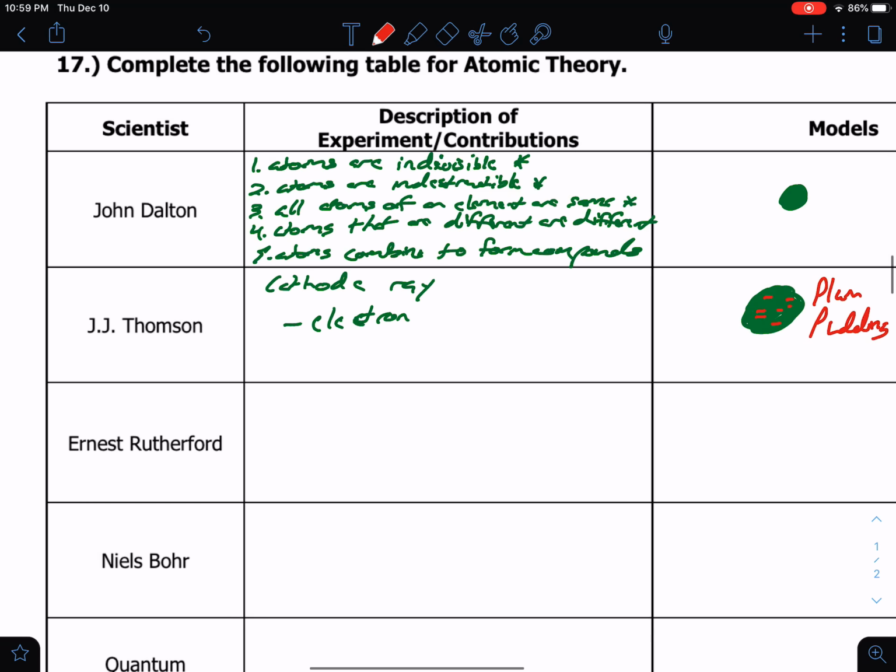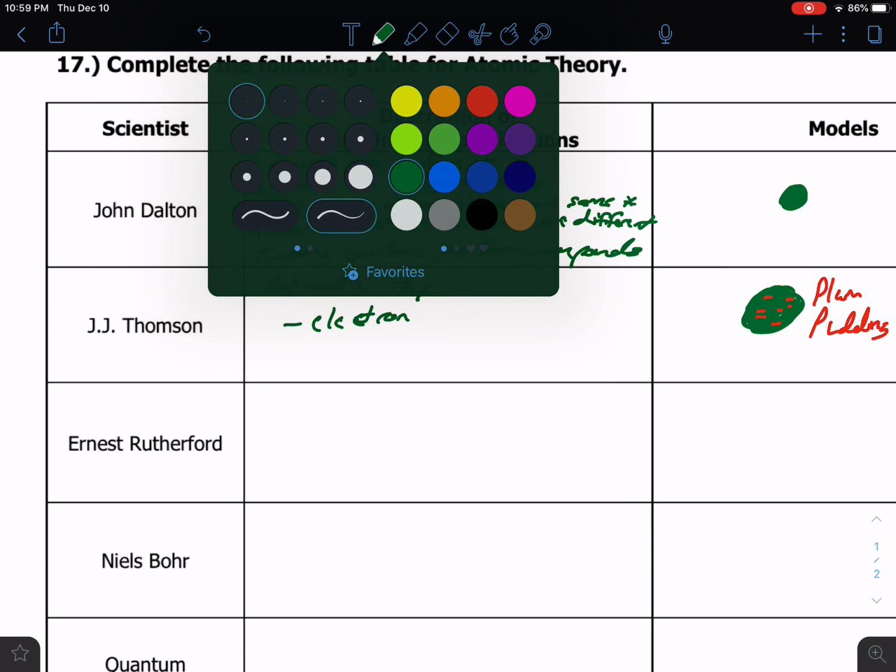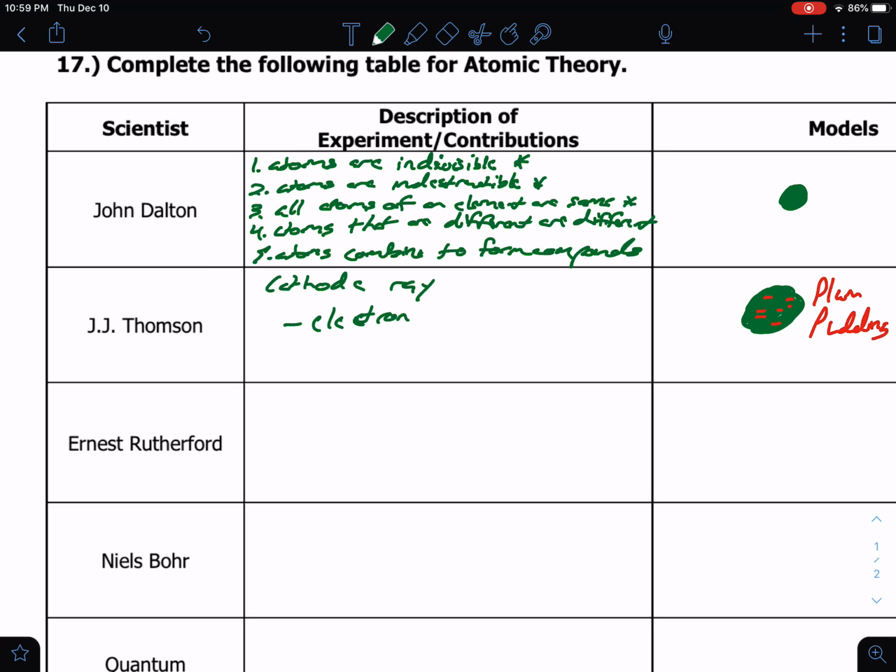Okay, then you have Rutherford. So let's go back to my color. Then you had Rutherford, who did the gold foil experiment. He fired a bunch of positive particles at a piece of gold foil. Most went through, but some bounced back. Gold had a positive charge, so if something was bouncing back, it had to run into something positive as well. So he discovered the positive nucleus. So his model kind of looked like this.